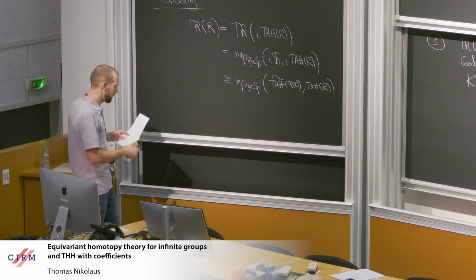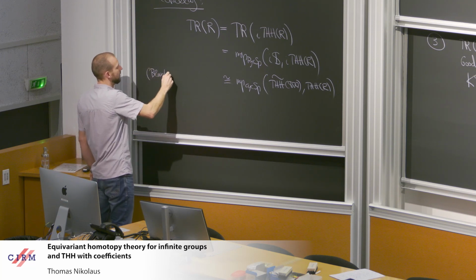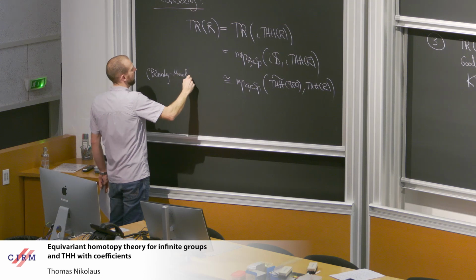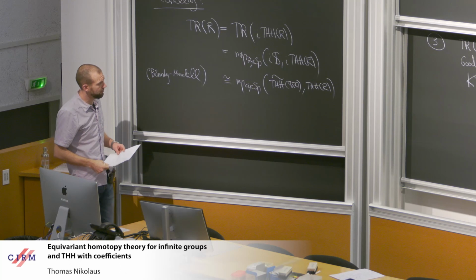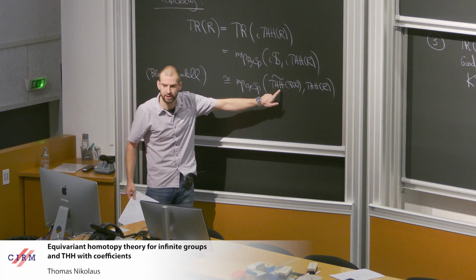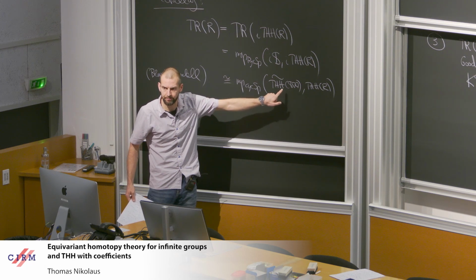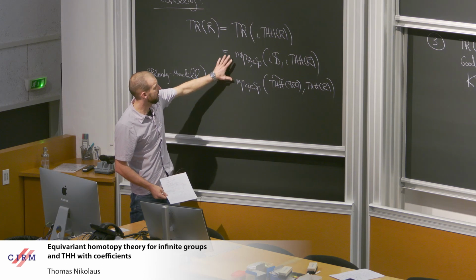And this formula, I think initially, to my knowledge, is due to Blumberg-Mandel. The fact that on the category of cyclotomic spectra, TR is just co-represented by the cyclotomic spectrum THH of the polynomial ring. But okay, so that's one formula, but let's also play the other game.